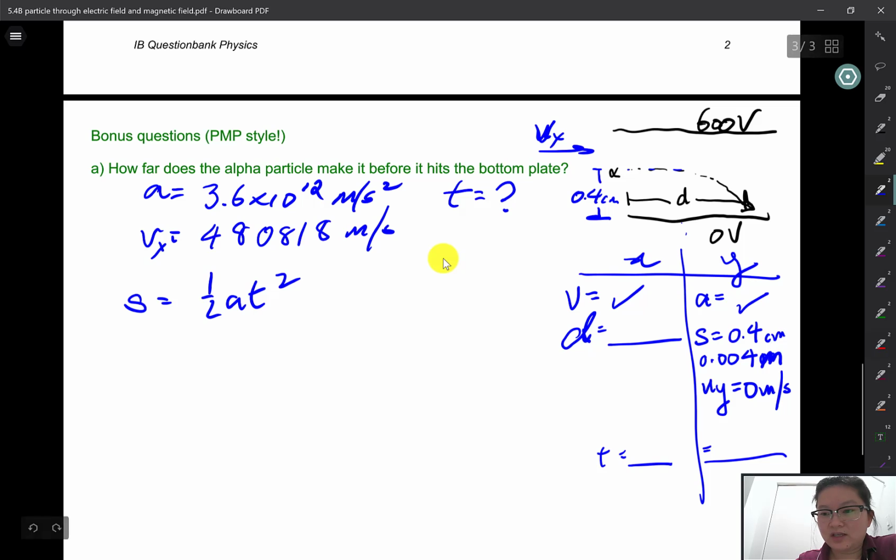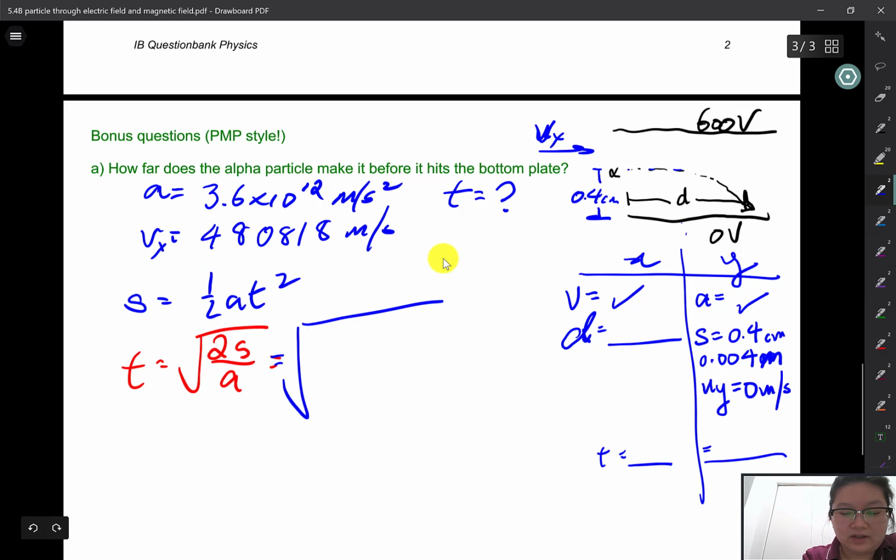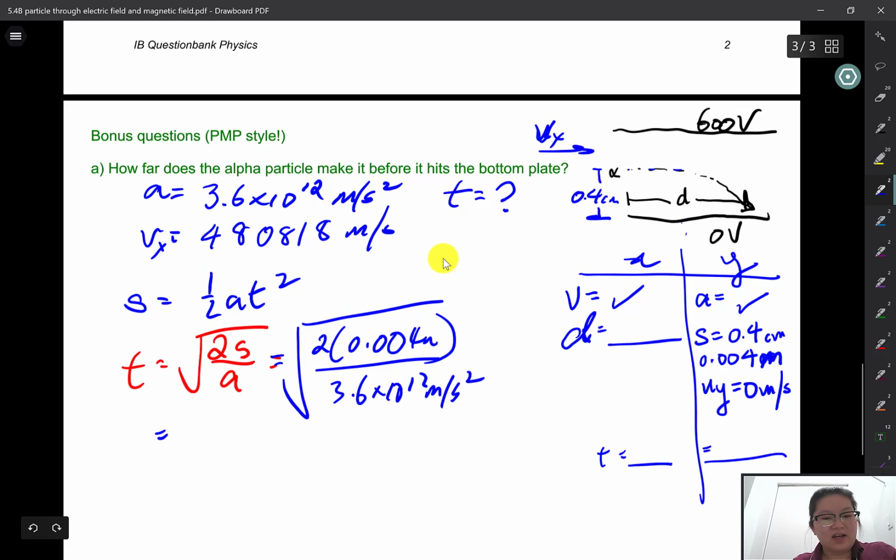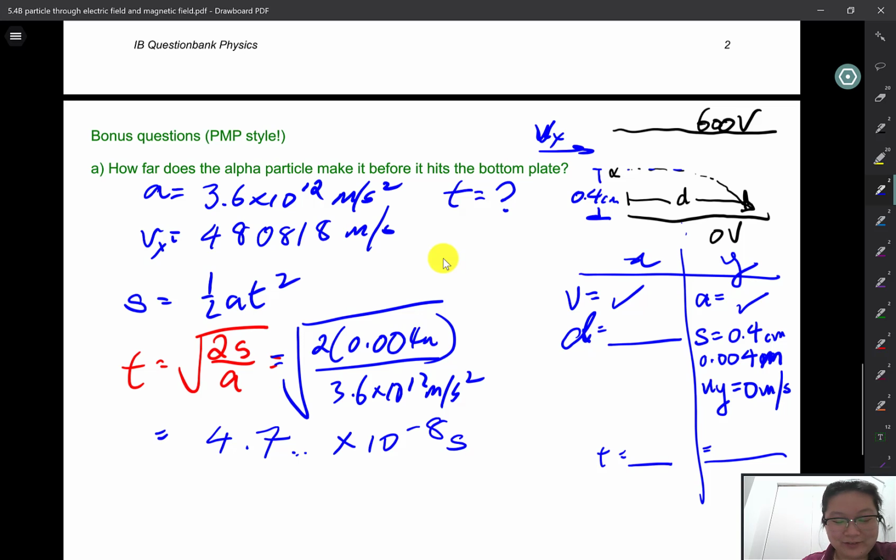To solve for t, I'm going to do this all in one step, guys. t is going to be equal to the square root of 2 times s divided by a. Substituting all of this in, we get the square root of 2 times s, 0.004 meters, divided by the acceleration, 3.6 times 10 to the power of 12 meters per second squared. That time, I get 4.7 times 10 to the power of -8 seconds. Just shy of 50 nanoseconds. That's too bad. So we're going to need this time here.